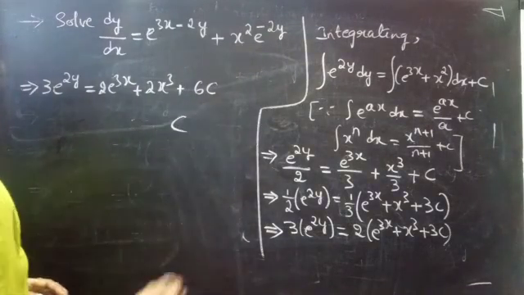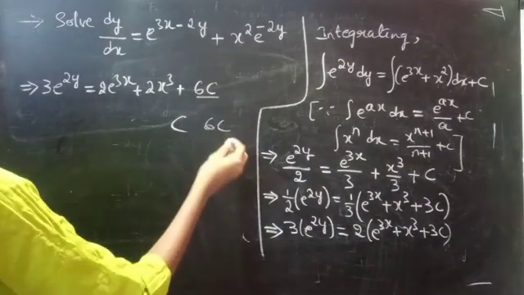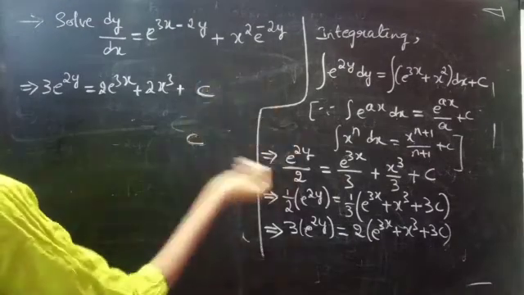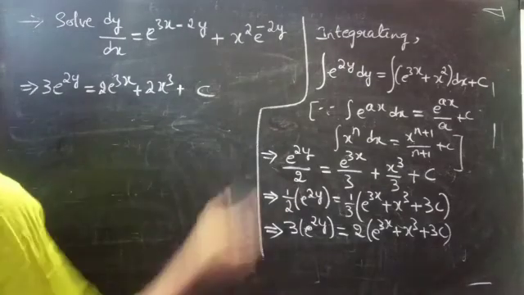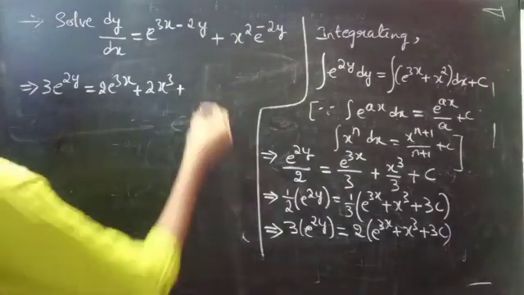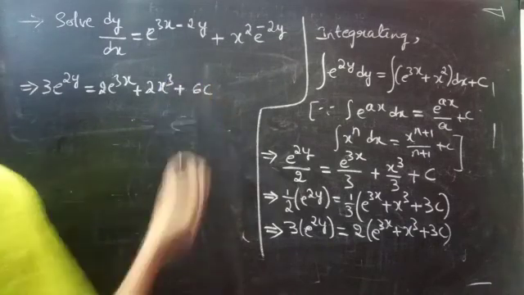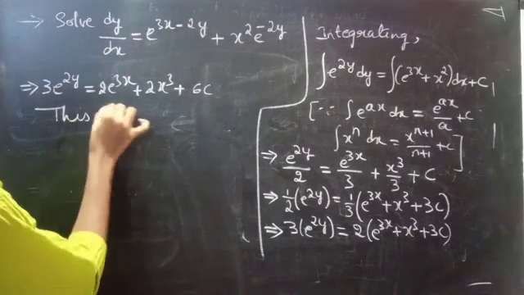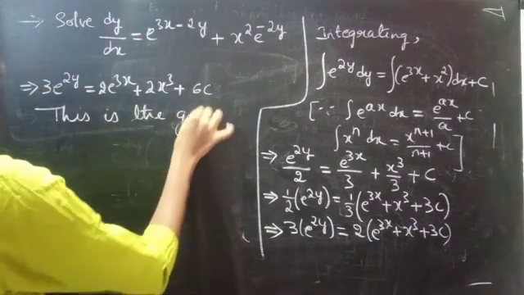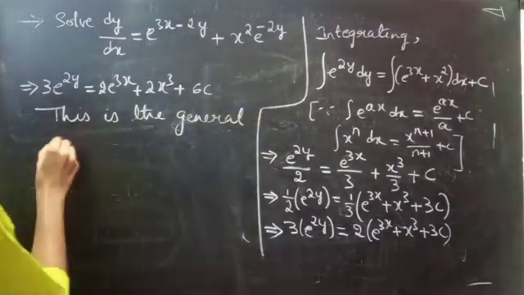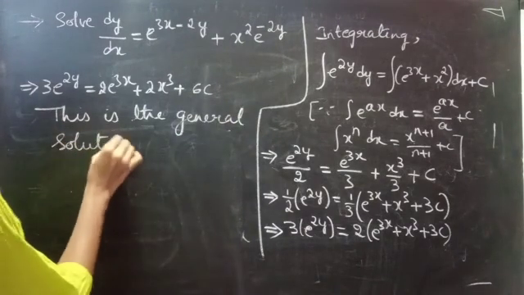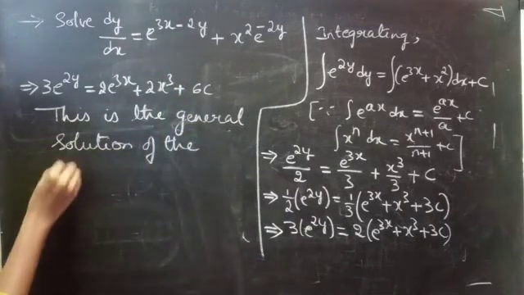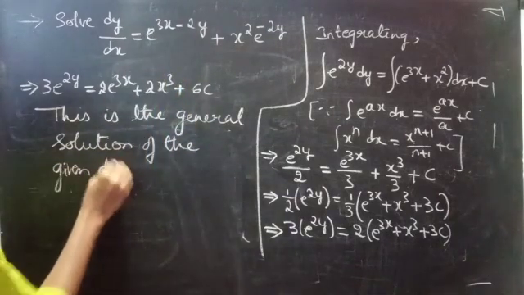Since c is a constant, 6c you're having, you can write it as c. That means you can replace 6c as c also if you wish. Or else you can just keep it as 6c. Okay? So this is the solution. This is the general solution of the given differential equation.